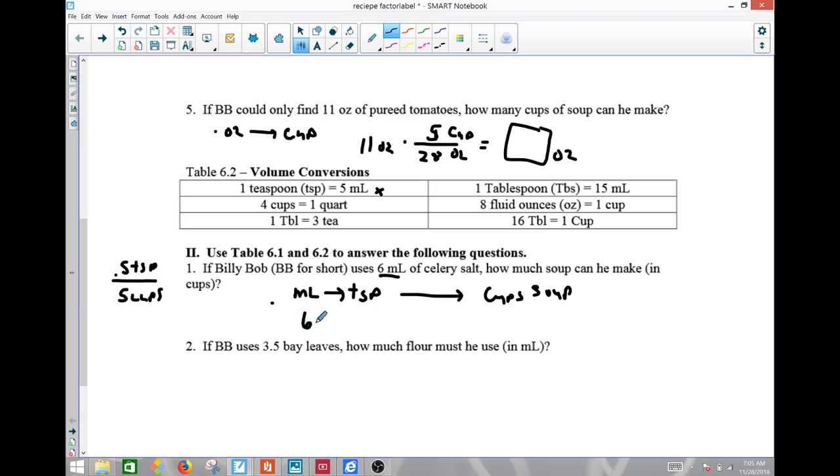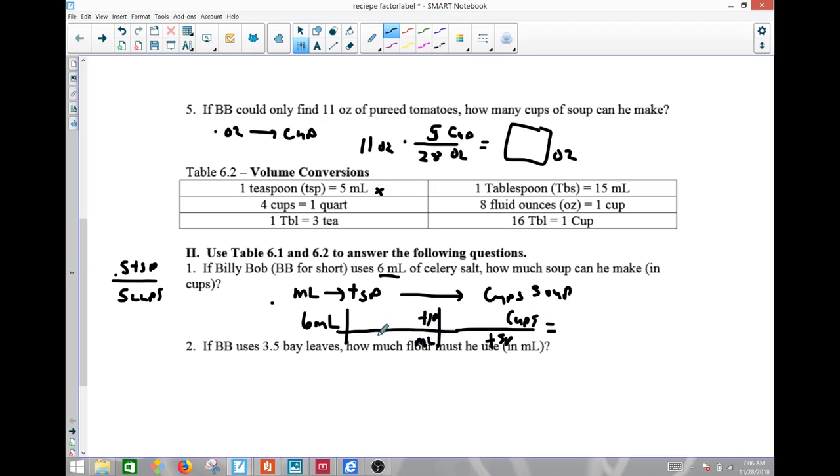So 6 milliliters. Again, I use dot line, but you could also go like this. And sometimes we might do it like this. All right. Milliliters goes on the bottom, and teaspoons goes on top. Teaspoons on the bottom, and cups on top. And then this is just my set of equivalencies.